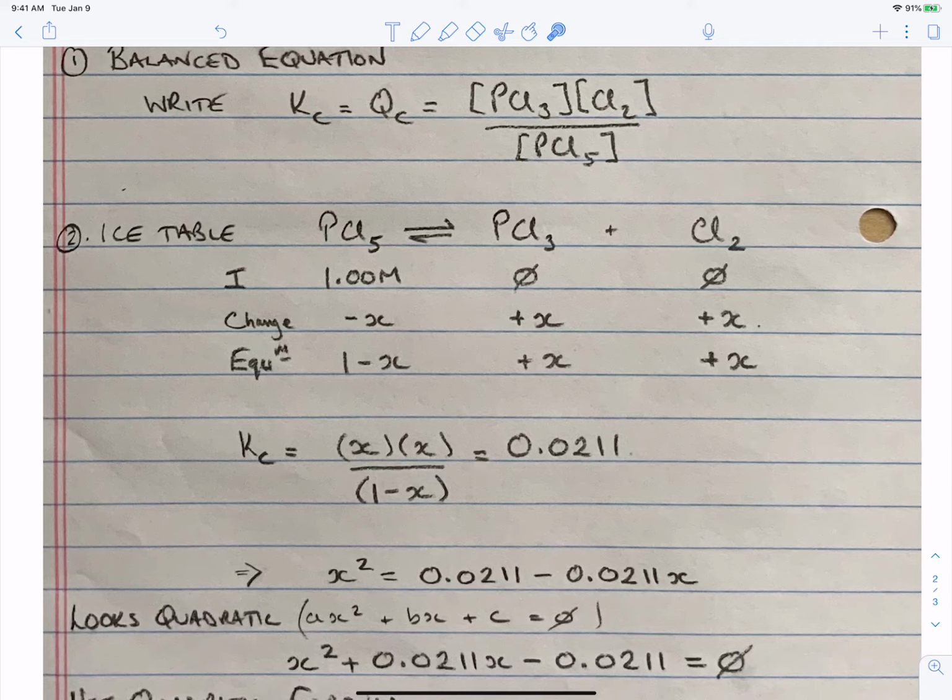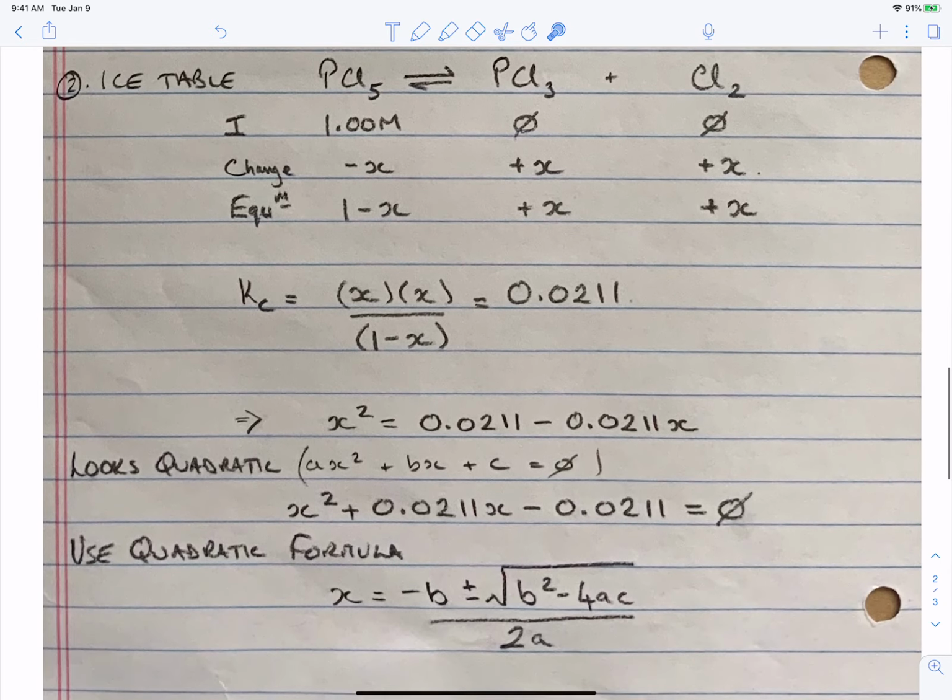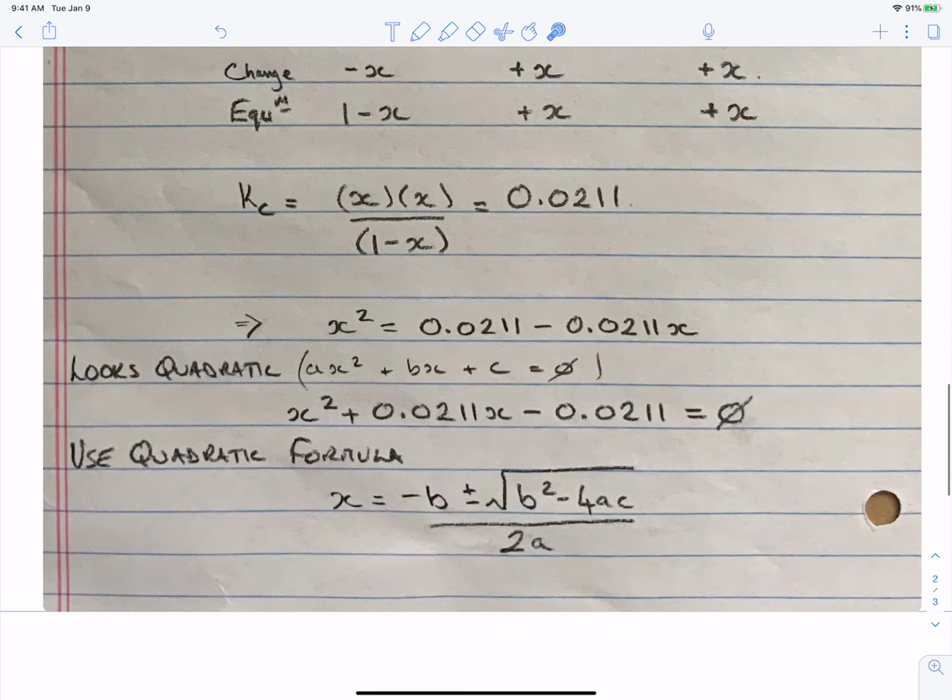Now this looks like a quadratic equation. And of course our overall goal is to determine what the value of x is. And because it's a quadratic equation, we use the good old quadratic formula, which hopefully you remember quite well, and we're going to use it quite often. As long as the equation is in the same form, ax squared plus bx plus c, we can use this quadratic formula.